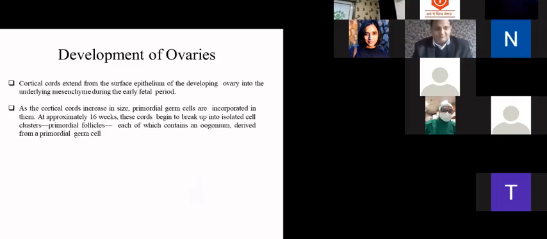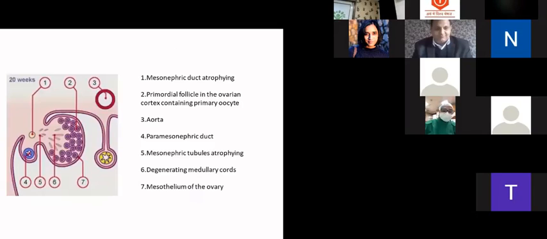As the cortical cords increase in size, primordial germ cells are incorporated in them at approximately 16 weeks. These cords begin to break up into isolated cell clusters, that is, primordial follicles, each of which contains an oogonium derived from a primordial germ cell. So here's the diagram, and we have seen the medullary cords degenerating here, the mesonephric part, and here the cortical cords or the primordial follicles developing.